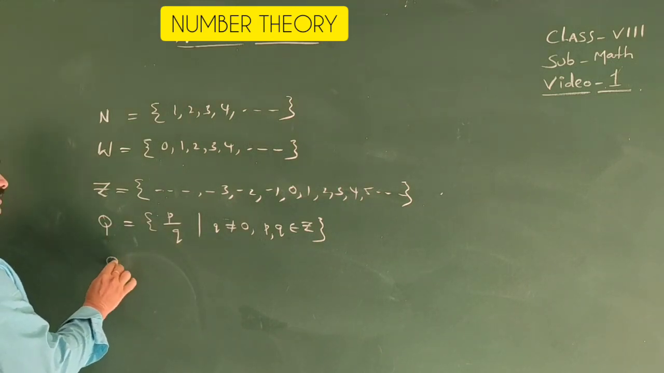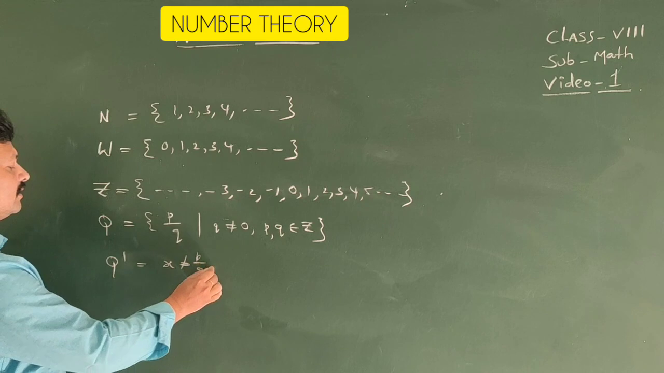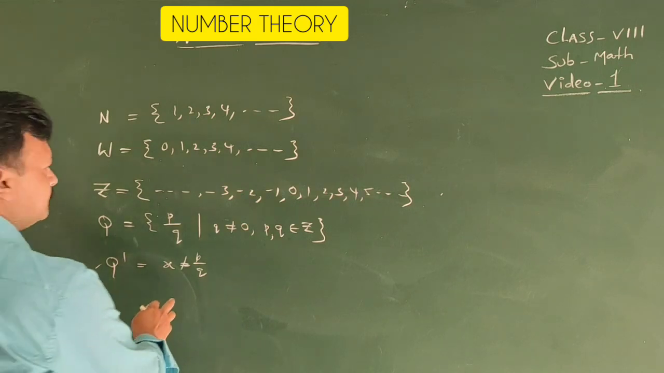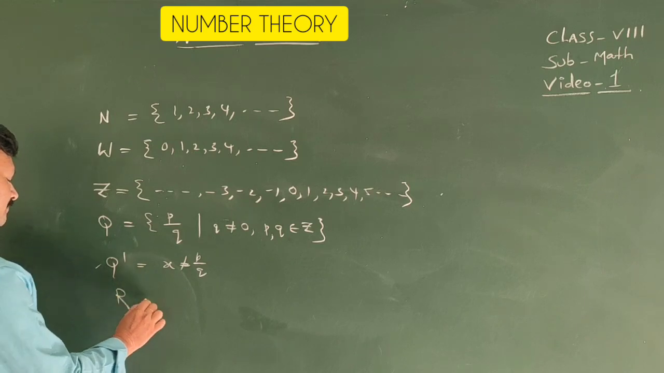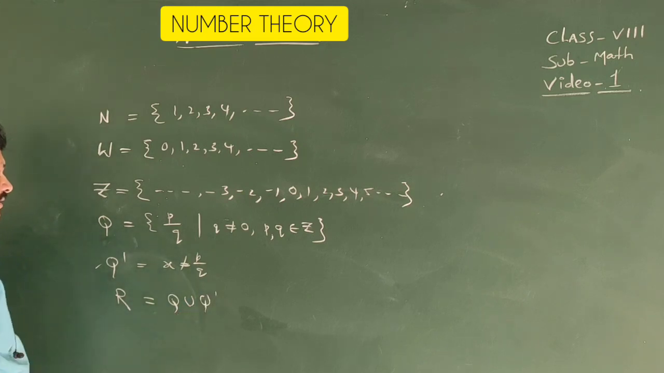Next, irrational numbers. Numbers which we can't write in terms of p by q are called irrational numbers. Next, real numbers. The combination of rational and irrational numbers are called real numbers.